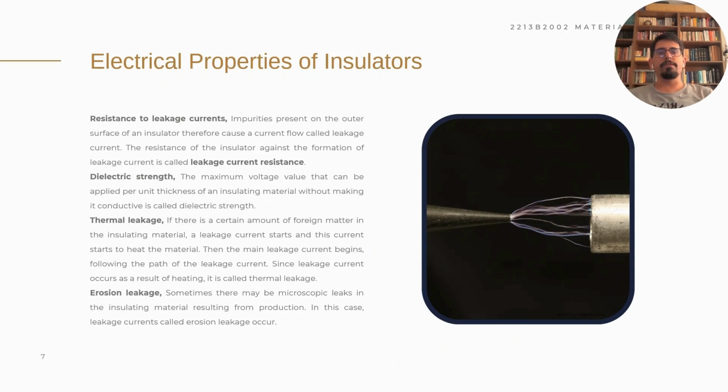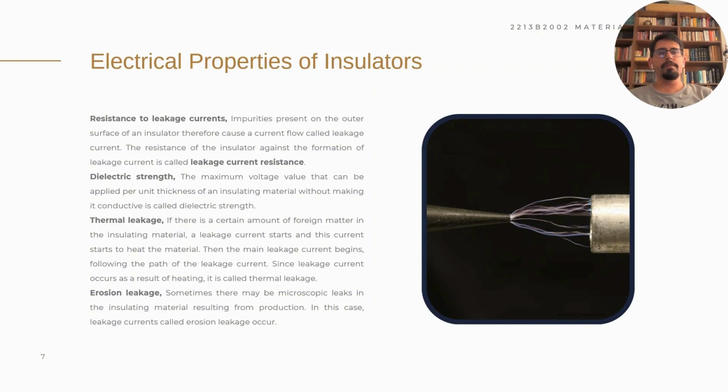First up is resistance to leakage currents. Sometimes impurities on the surface of an insulator allow a tiny amount of current to leak through. This is called leakage current. A good insulator should resist this, which we call leakage current resistance. Next, dielectric strength. This tells us the maximum voltage an insulating material can withstand per unit thickness before it breaks down and conducts electricity.